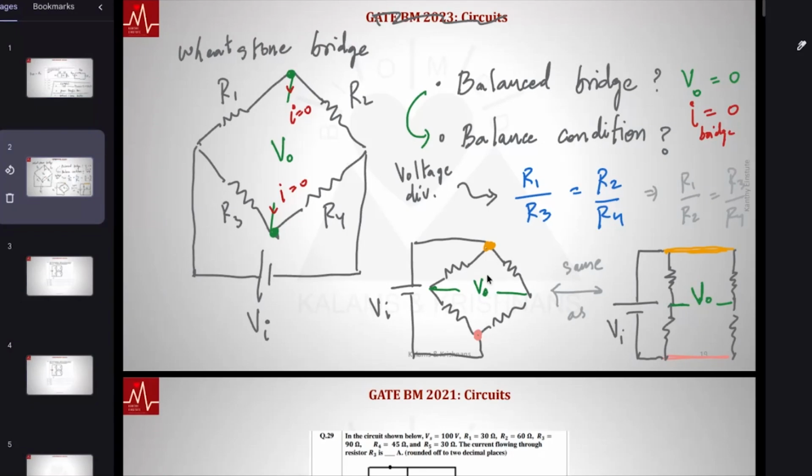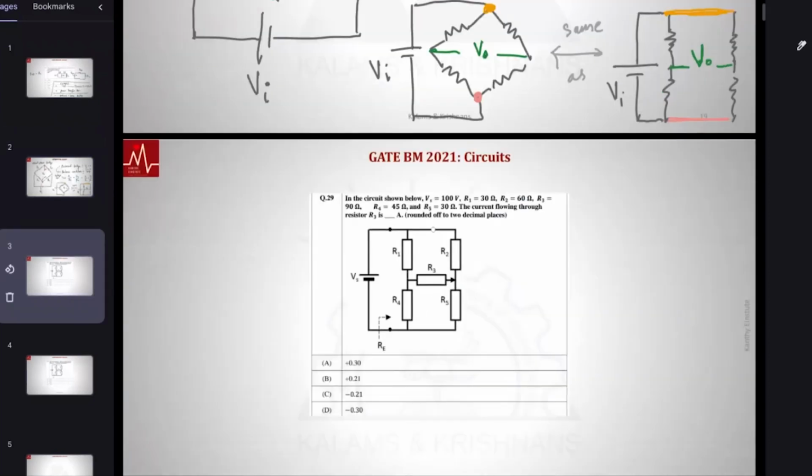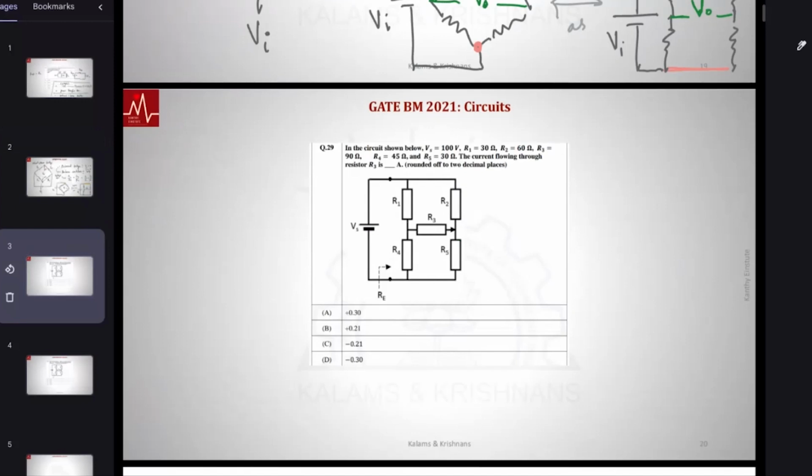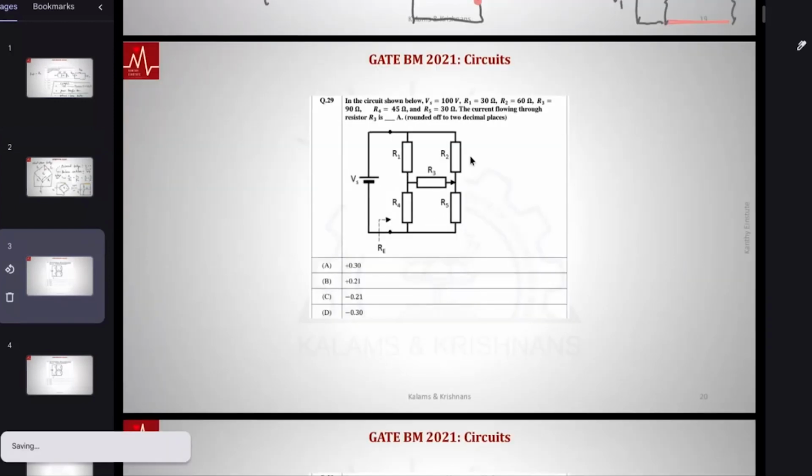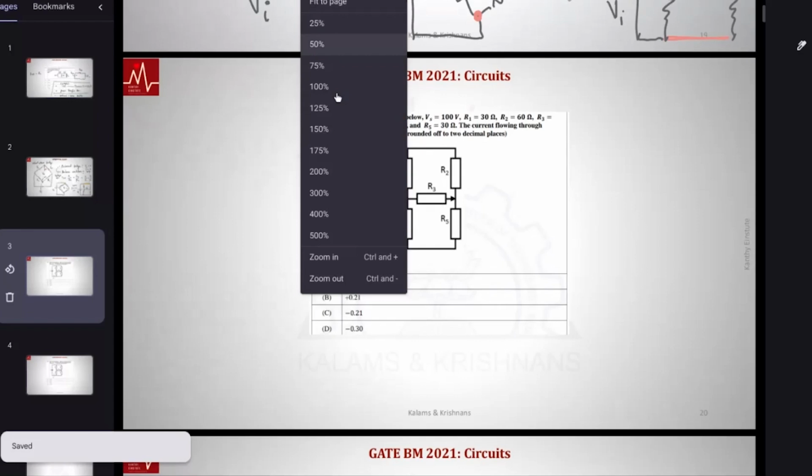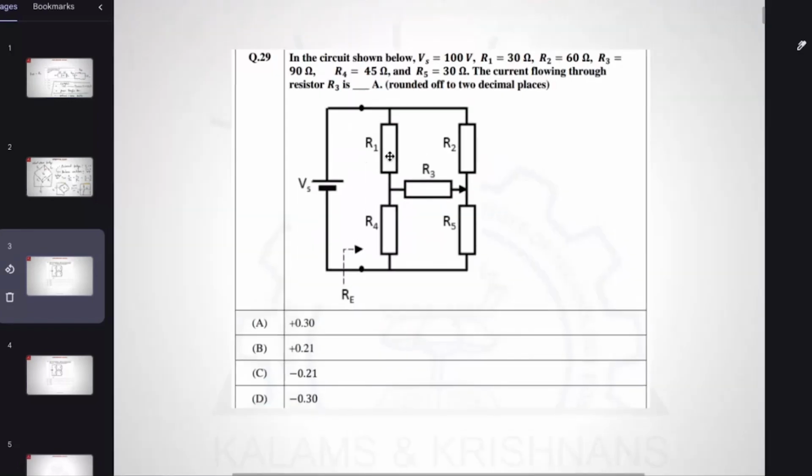Now, technically, to measure this voltage, you'll have to put some device over there, right? So, you can run into one interesting issue. Let's just read this question. You need to understand something before we can solve this question. Let's zoom in. The circuit shown below, Vs is 100 volt. R1 is 30, R2 is 60, R3 is 90, R4 is 45, R5 is 30. What they want is the current flowing through resistor R3.